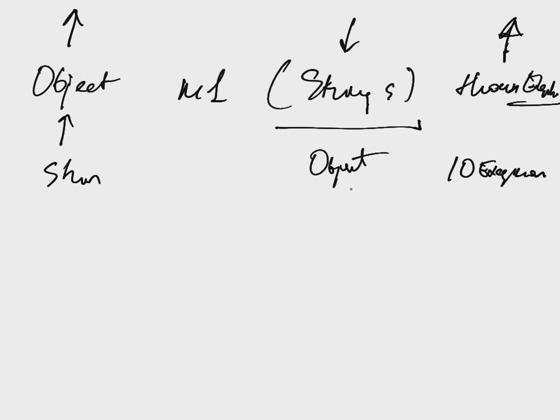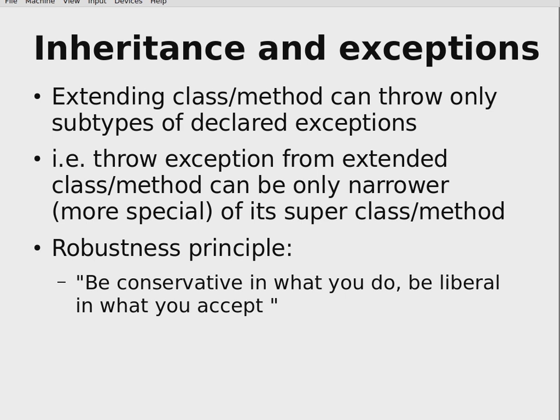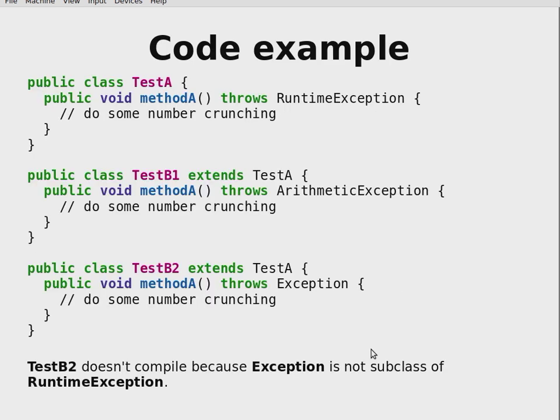And that's what you need to remember, inputs and outputs on this funnel. So this is in, this is out, nothing bad will happen if input will be wider and output will be narrower. An exception is just yet another output. And here is some code example where you deal with different kinds of exceptions. So test A throws runtime exception, test B throws arithmetic exception, and test B1 throws just an exception.